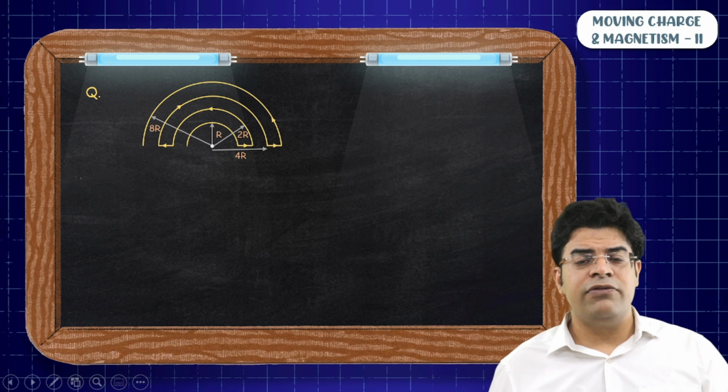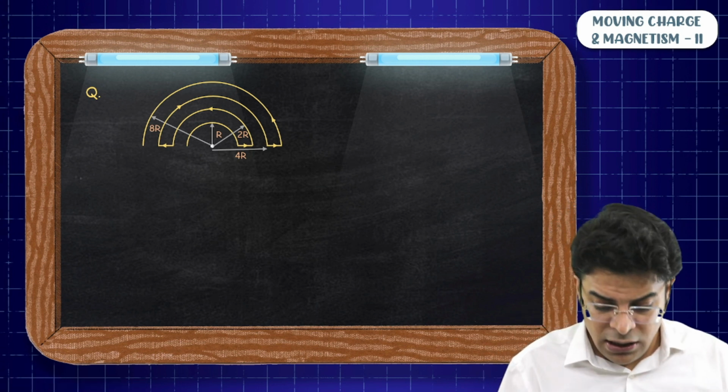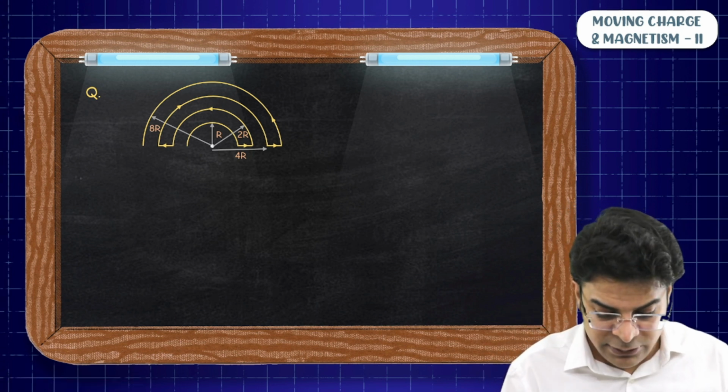Here you can see we have got an infinite grid of semicircles. So there is a semicircle of radius r.